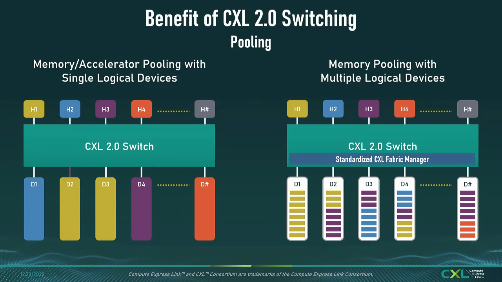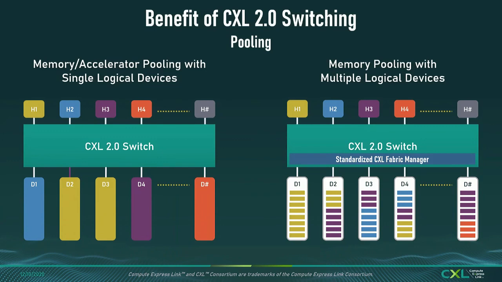Now you can, as we'll see next in a couple of slides here, have D2 be offline, for example, from H1 and be available to any host. And at some later point in time, let's say if H3 needs D2, you can assign D2 to H3. In that case, you are going to have D2 be assigned to H3. Switching with pooling with CXL enables us to do that.